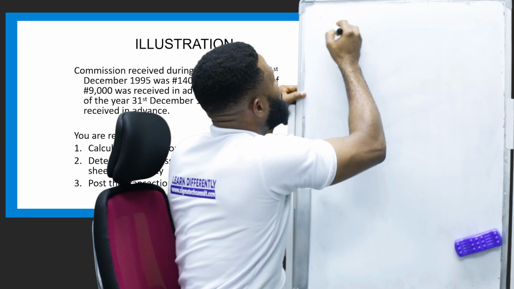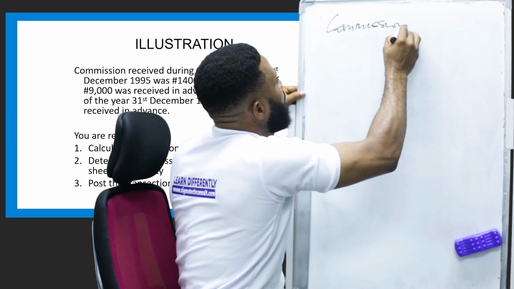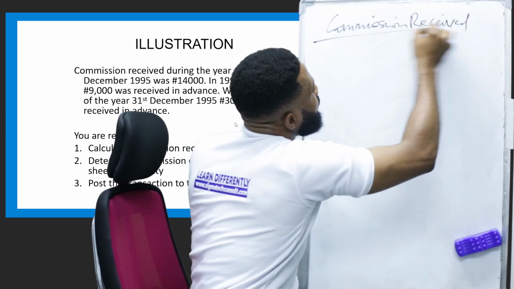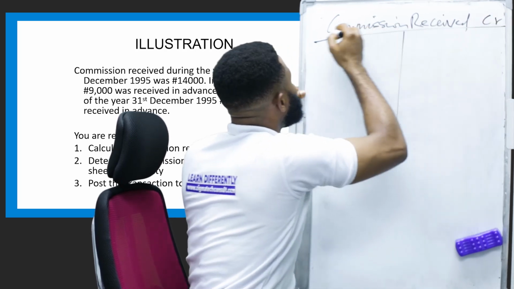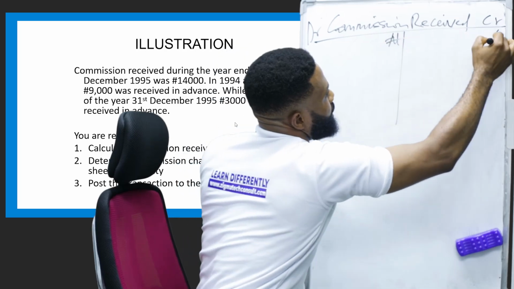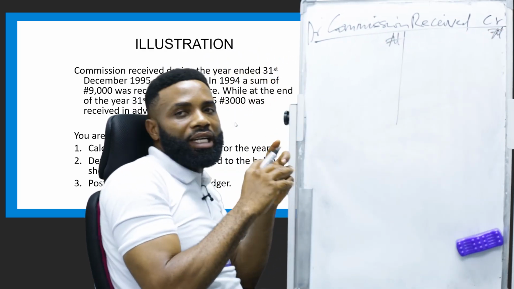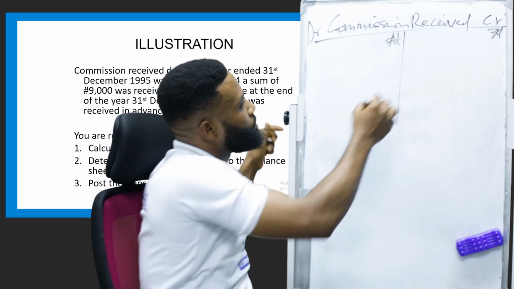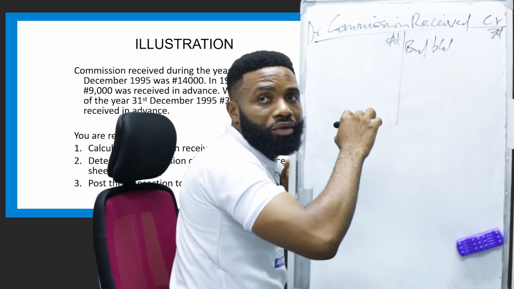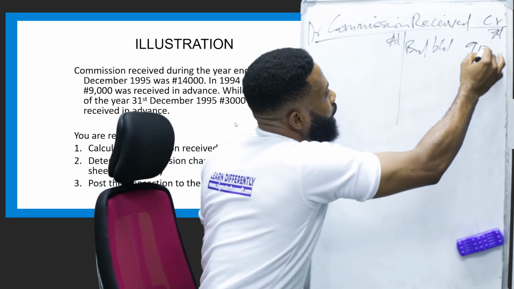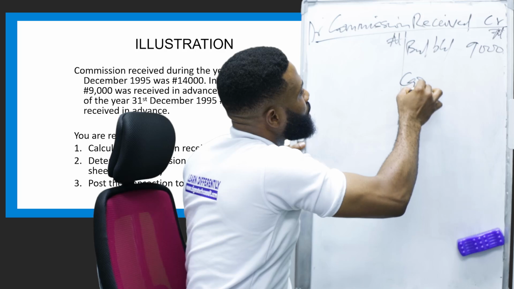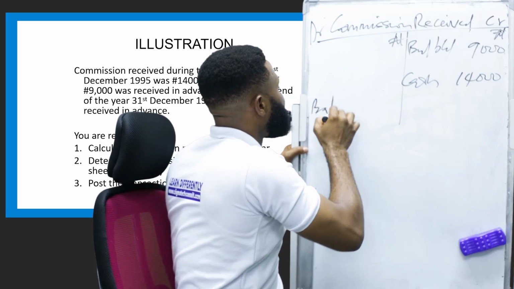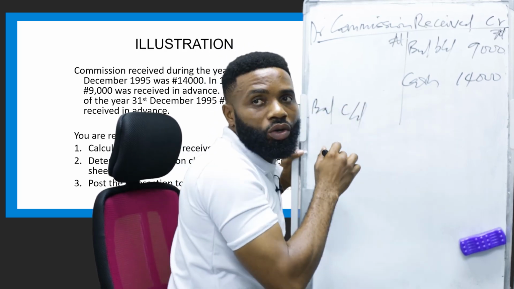This is now the ledger, commission received account. This is your debit and credit side. It's a debit side. This is your Naira sign. So now the amount that is received last year for this year will be credited. Remember, this is an income account. So your balance brought down is how much? 9,000. And then cash, the one you receive for the period, is what? 14,000. And then the one that is paid for next year is your balance carried down, which will give you 3,000.